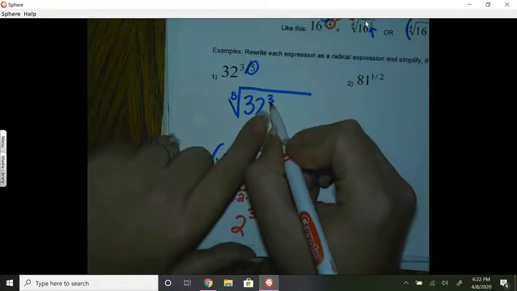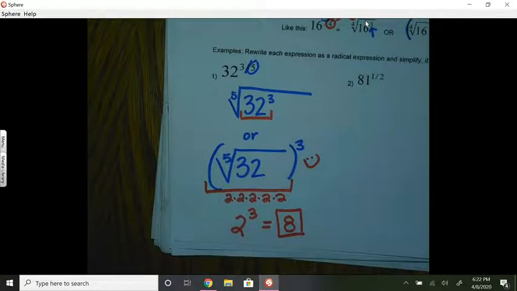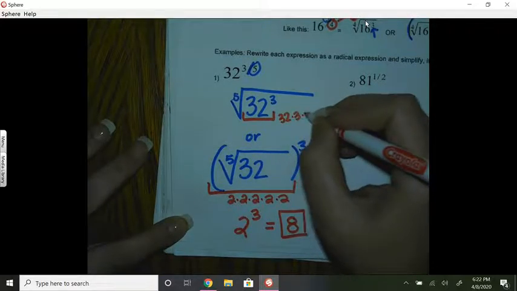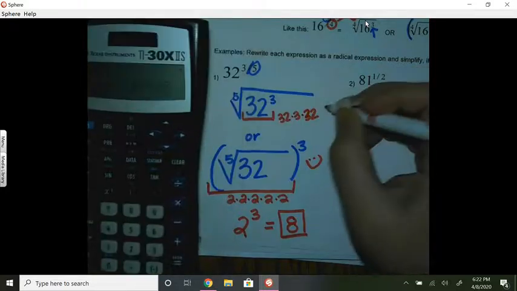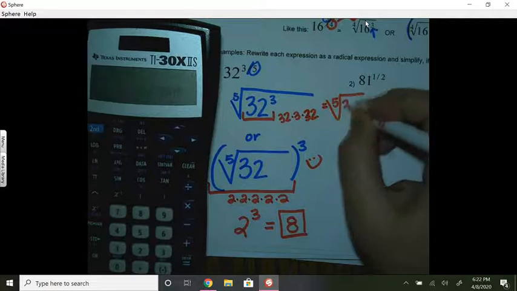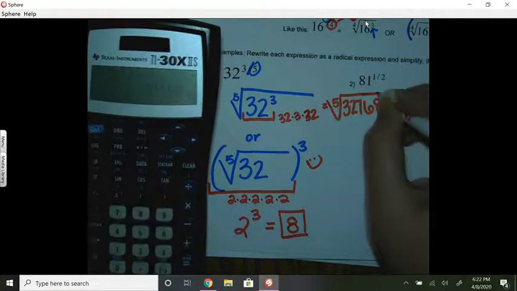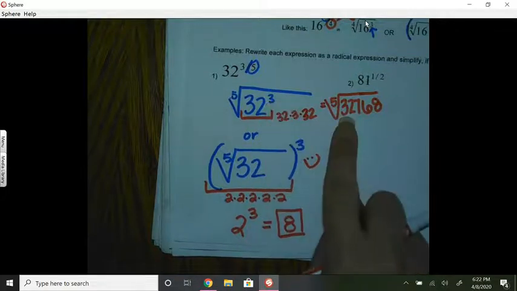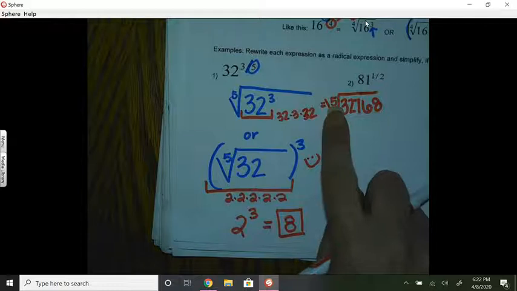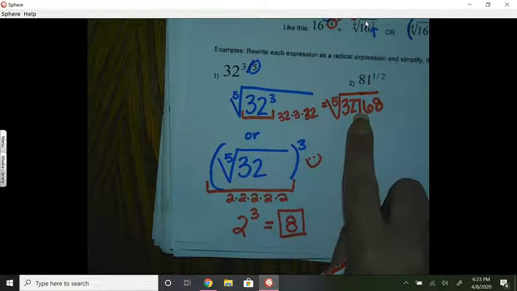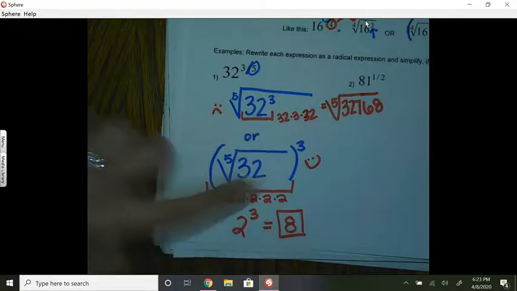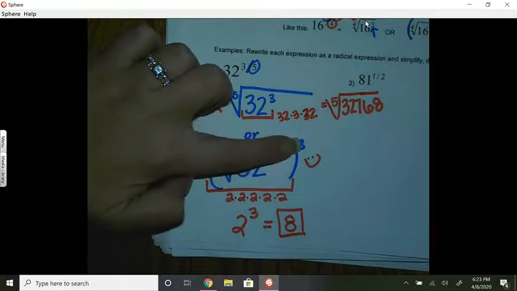If you put the 3 on the inside, then you have to do 32 times 32 times 32. Ooh, I wouldn't want to have to do that. I'm going to cheat real quick. Let's see what 32 to the 3rd power is. Wow. So this would equal the 5th root of some huge number. If you do the exponent on the inside, it makes a giant number in some cases. Then, without a calculator, you'd have to think about what number times itself 5 times makes 32,768. That is why I'm not going to do it that way. This keeps the number small, and then I would take care of the cube.